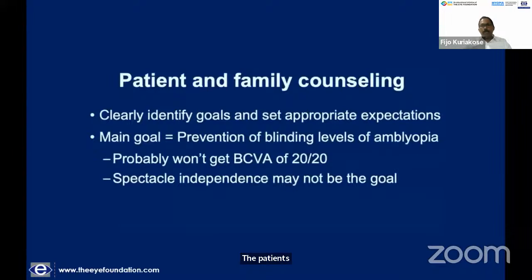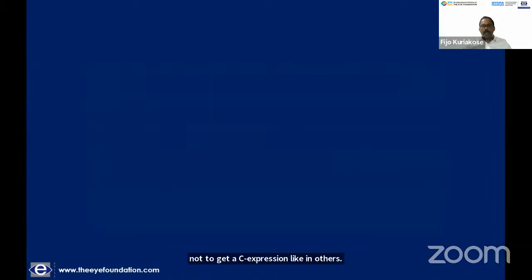So when we talk to families about this refractive surgery, it's important that you clearly identify the goals of the treatment, because the goal is not to get a 6/6 vision like in adults. We are just trying to prevent blinding levels of amblyopia, and it's important that the parents understand that.